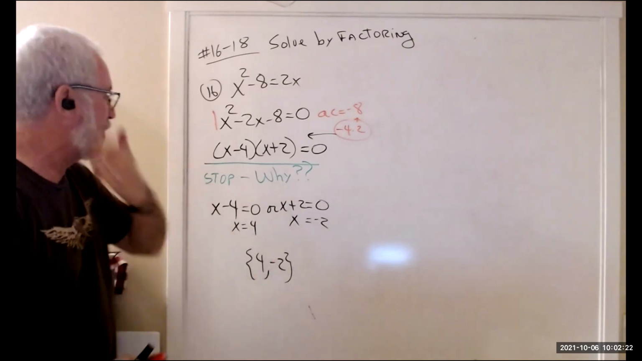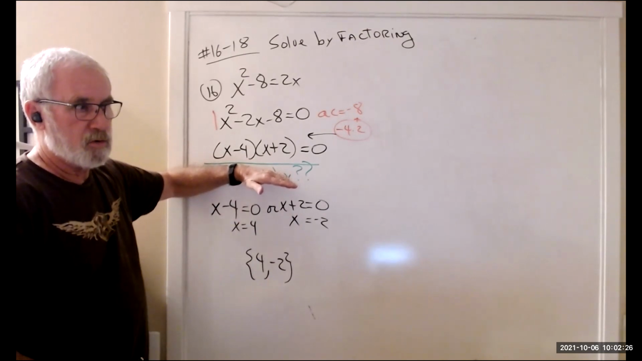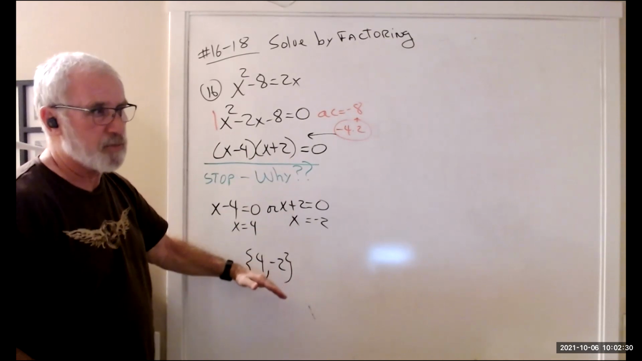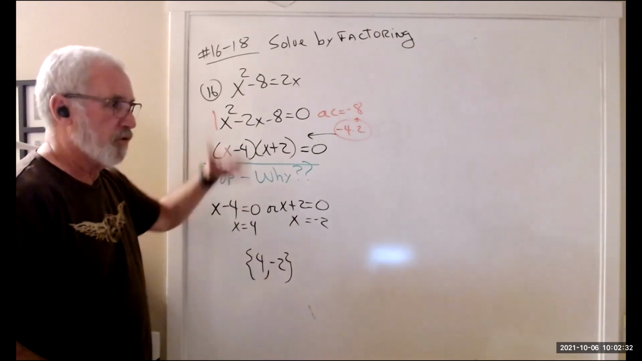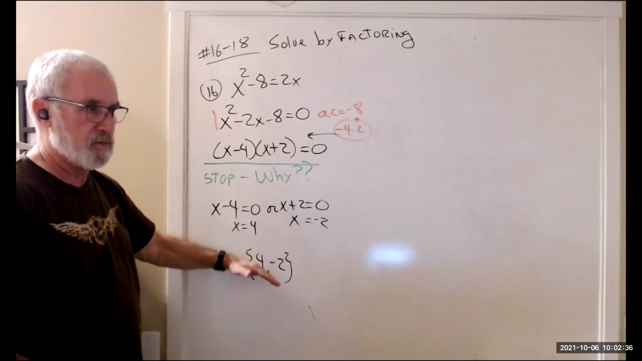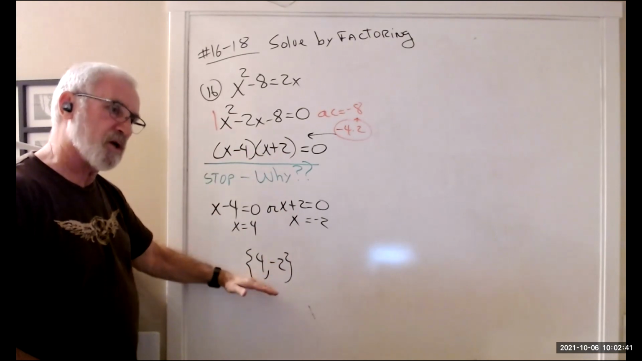But several people just stopped right here, and that killed you. You lost the credit for doing this problem. And on some of the other problems, they were more difficult than this. So you lost a lot of points that you should have had. You got points for factoring, but you lost points because you didn't finish the problem.